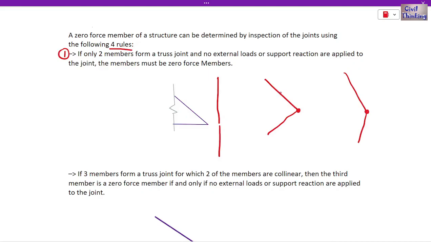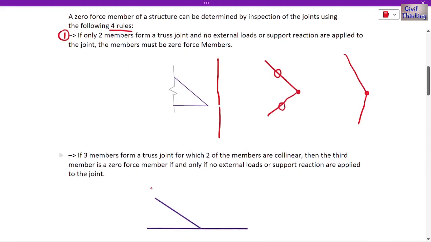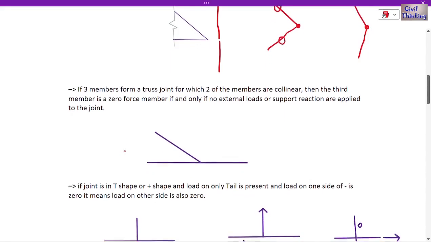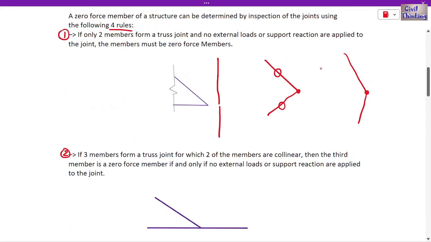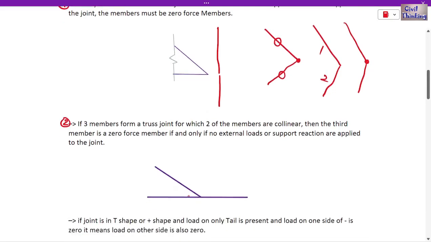We denote a zero force member with a small zero on the member. When we draw it, it means this is a zero force member and this is a zero force member. This is rule number one. And the other trick is, now this was about only two members, right? One member and another member, one and two. Now let's talk about three members.